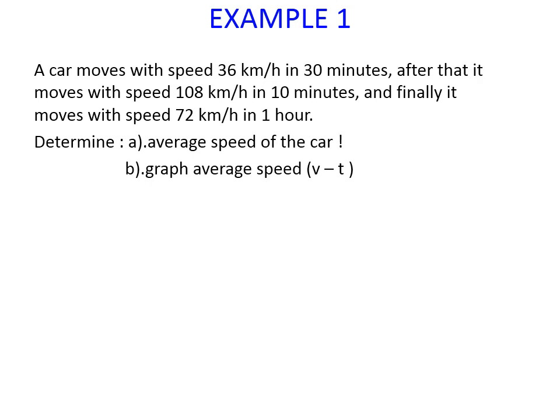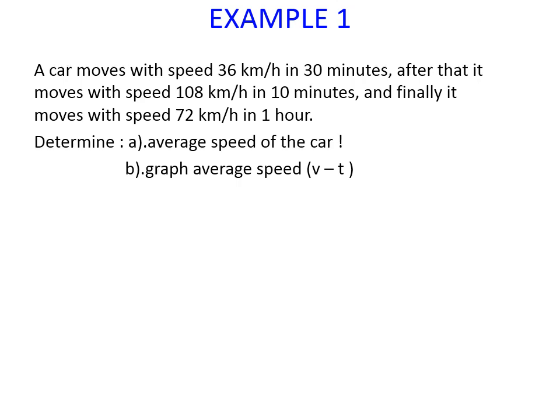A car moves with a speed of 36 km per hour for 30 minutes. After that, it moves with a speed of 108 km per hour for 10 minutes. And finally, it moves with a speed of 72 km per hour for 1 hour. Determine A. the average speed of the car. B. the graph of velocity toward time.